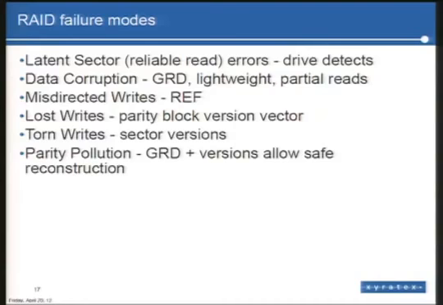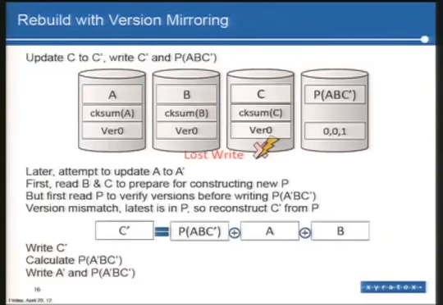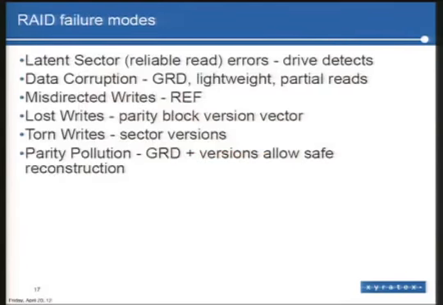For misdirected writes, you have the ref field again in the T10 standard, so that protects against the data being sent to the wrong spot. For lost writes, just like this, we've stored the version vector, so for any block that gets lost, we can reconstruct it as we're doing these reads.